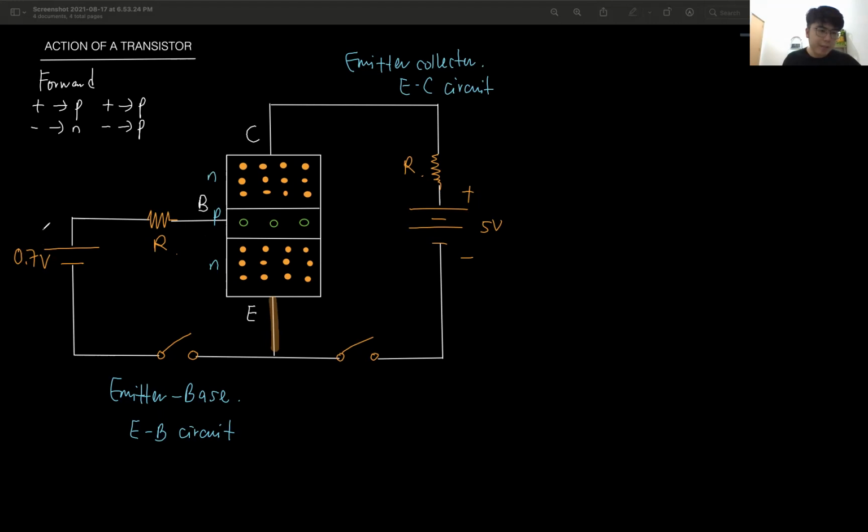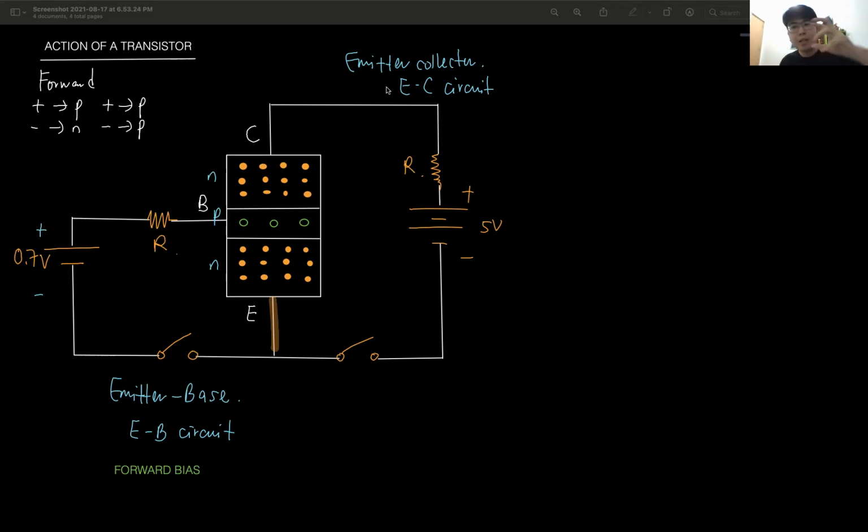Okay, see the terminal. This one is positive, this is negative. See the positive connects to what? It is connected to the P-type, the base. And this negative terminal is connected to the emitter, that is N-type. So positive to P, negative to N, that is what? Forward bias. So this one is forward bias. The emitter base circuit must be forward bias.